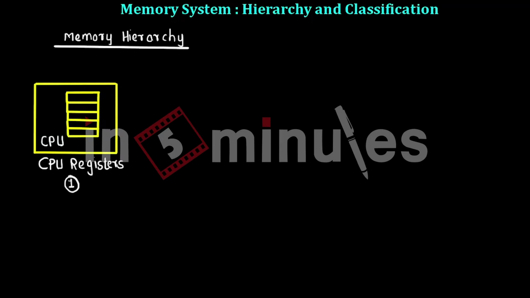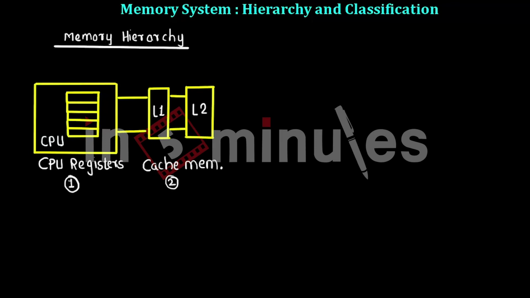At the second level of memory hierarchy, we have cache memories present. They can be divided in different levels. The cache memory is used to store basically the frequently used data from the main memory in order to reduce the overall access time of the processor. We are going to study about the cache memories in details in later videos.